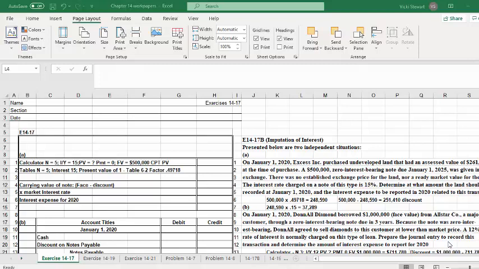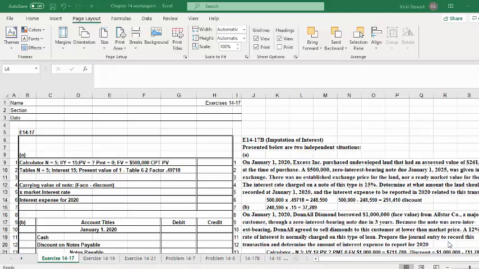purchased undeveloped land that had an assessed value of $261,000 at the time of purchase. A $500,000 zero interest-bearing note due January 1st, 2025 was given in exchange. There was no established exchange price for the land, nor a ready market for the note. The interest rate charged on a note of this type is 15%. Determine at what amount the land should be recorded on January 1st, 2020, and the interest expense to be reported in 2020 related to this transaction.